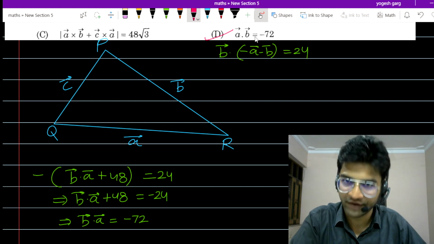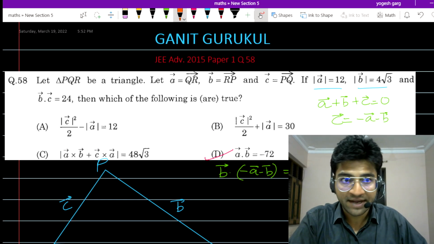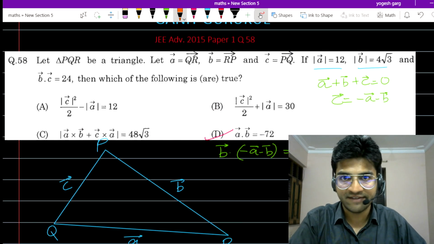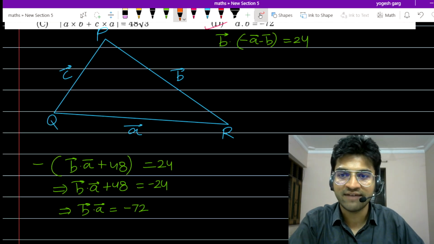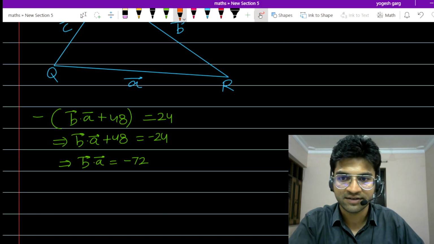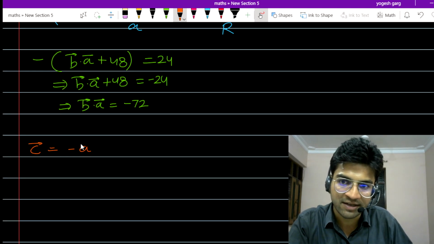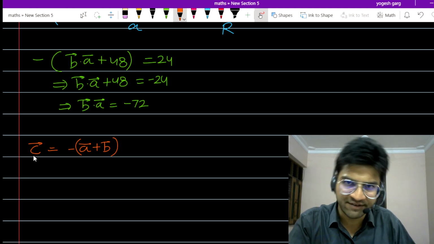So we have the value of A dot B. Now our job is not done yet. We have to find the value of mod C square. How to find the value of mod C square? We can find it very easily. How? C vector is equal to minus A vector minus B vector, so C vector is equal to minus of A vector plus B vector, taking minus common. What to do with this? Take dot of C with C only.